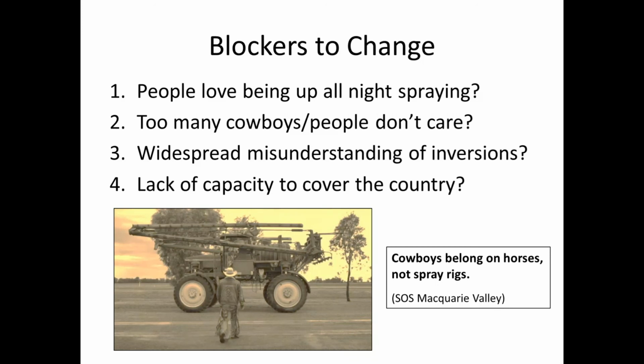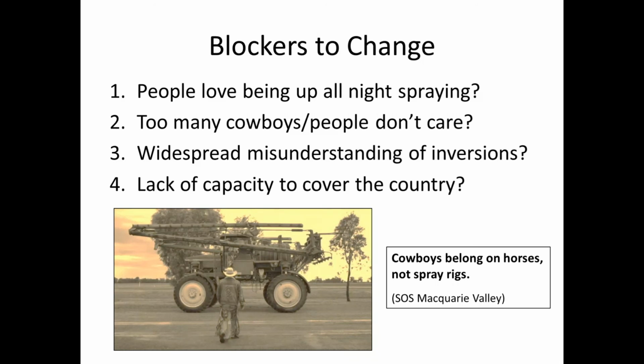What I believe is probably one of the two major things is the widespread misunderstanding of inversions, and people really just looking at that wind speed, thinking that because they're between 3 and 15 k's an hour, they're right, and not looking at how the air is actually moving. The other major blocker to change is the lack of capacity to cover the country. In those nice ideal spraying windows, they just can't get over the country they need to cover.